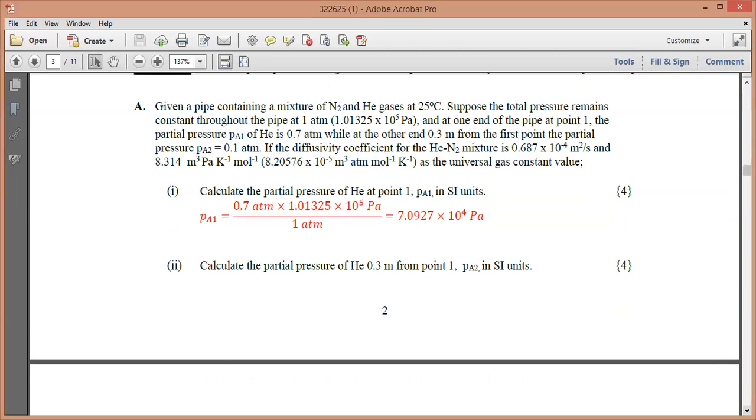Calculate the partial pressure of helium 0.3 meters from point one.